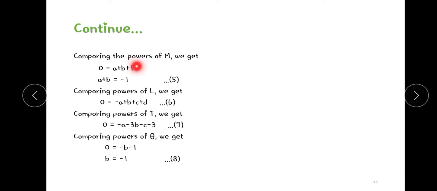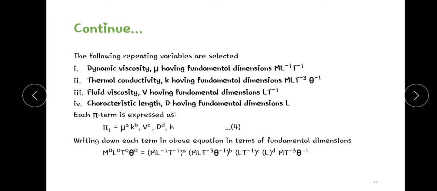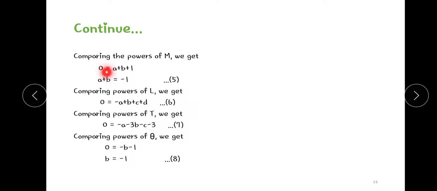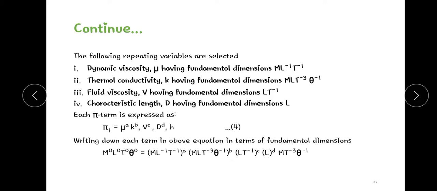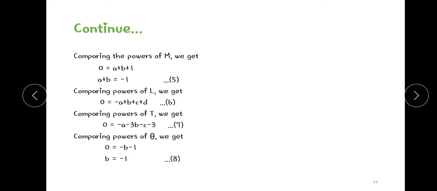Comparing the powers of M, we get the power of M is 0 on the left, a, b, and 1 on the right. So 0 is equal to a plus b plus 1, which we can write as a plus b is equal to minus 1. After that, comparing the powers of L, the power of L is 0 on the left, and on the right minus 1 into a, 1 into b, 1 into c, and 1 into d. So 0 is equal to minus a plus b plus c plus d.